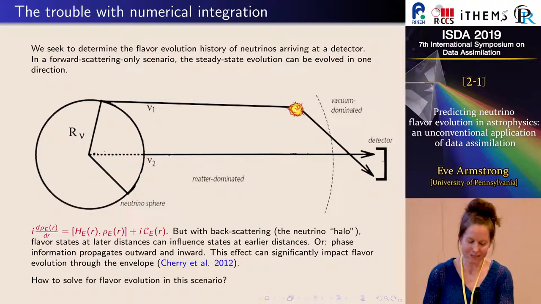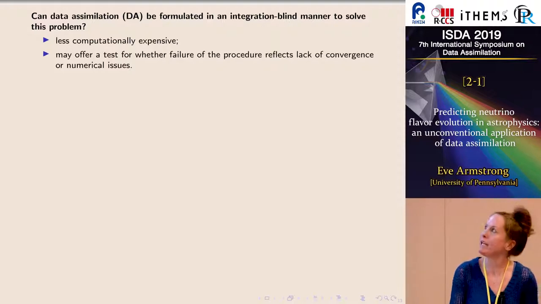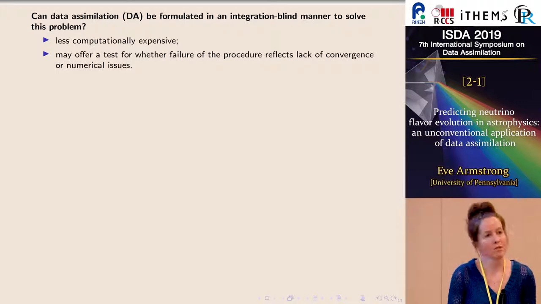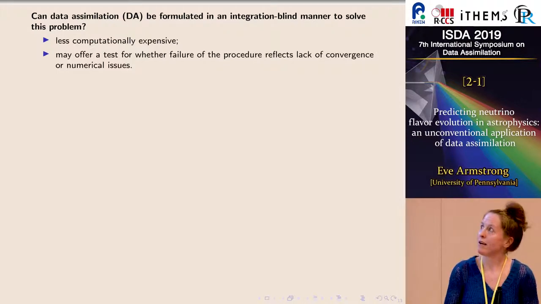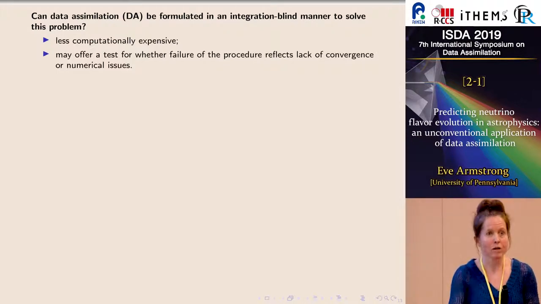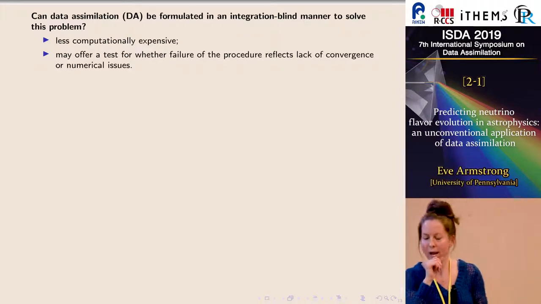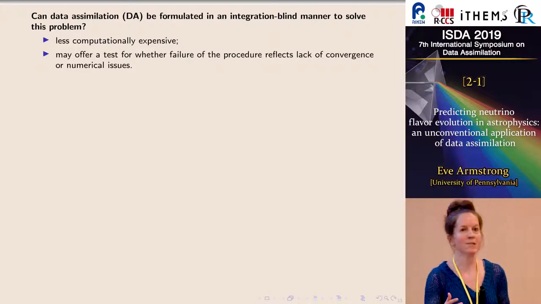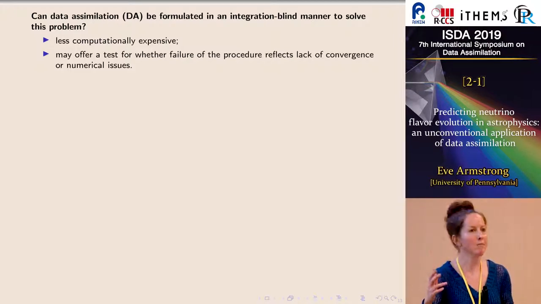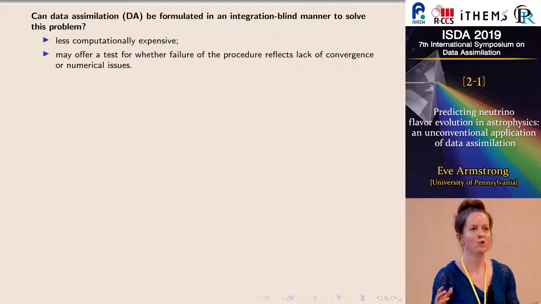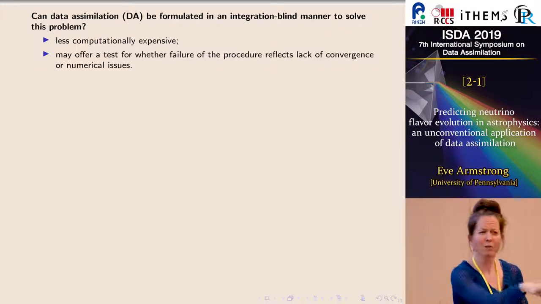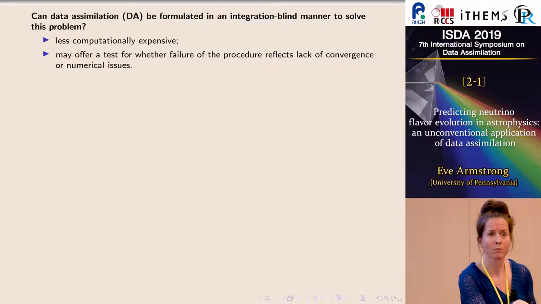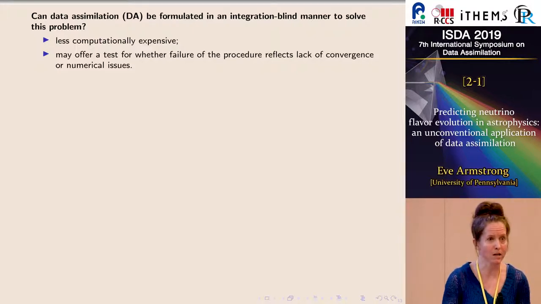So can data assimilation help? Can we formulate it in an integration-blind manner in order to solve this problem? There are a couple other advantages of DA over numerical integration. One is that the way they typically solve their problems in astrophysics is brute force integrating a million times over a huge parameter space, which may have regions that are probably unlikely to be relevant to your problem. So DA may significantly cut down on the computational expense there.